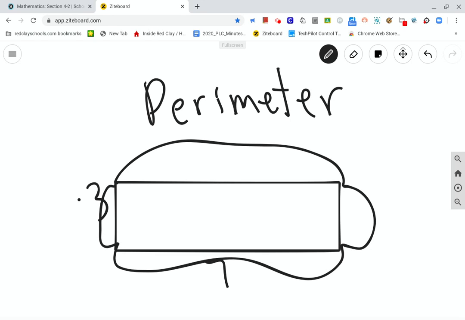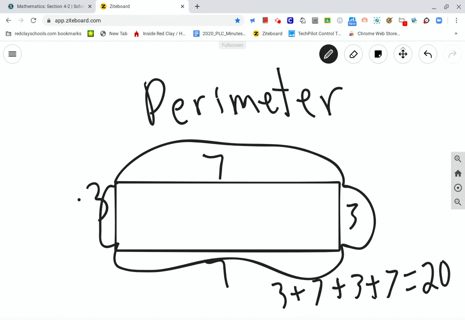Which would actually be, since this rectangle has 4 sides, the top would also be 7, and this side would be 3. So it would be 3 plus 7 plus 3 plus 7, which is 10 plus 10, which is 20. So to find a perimeter, you need to add up all the sides. To find the area, you need to multiply the length and the width. So the area, again, would be 21 inside, but the distance around is actually 20.